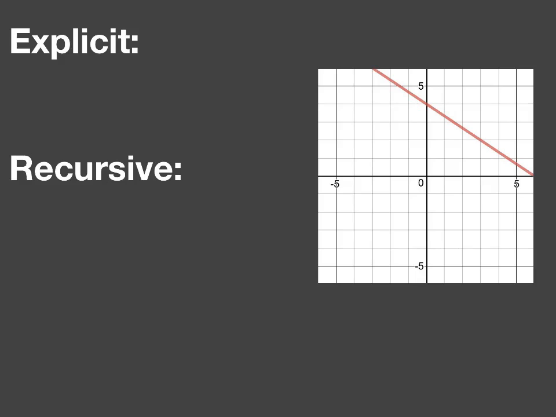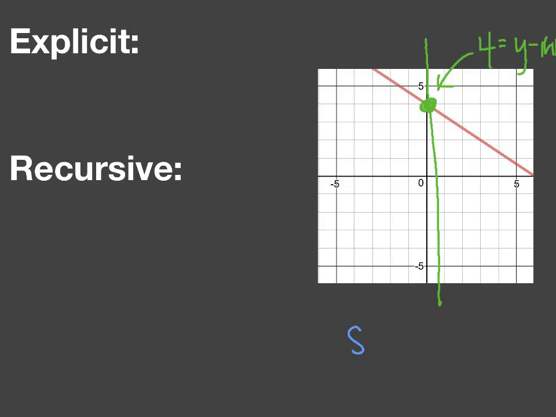Next up, we're going to do the same thing, but now we've got a graph. So we still need our two special numbers. We need our y-intercept, and we need our slope. Well, here's my y-axis. So my y-intercept's right here at 4. But I also need my slope.